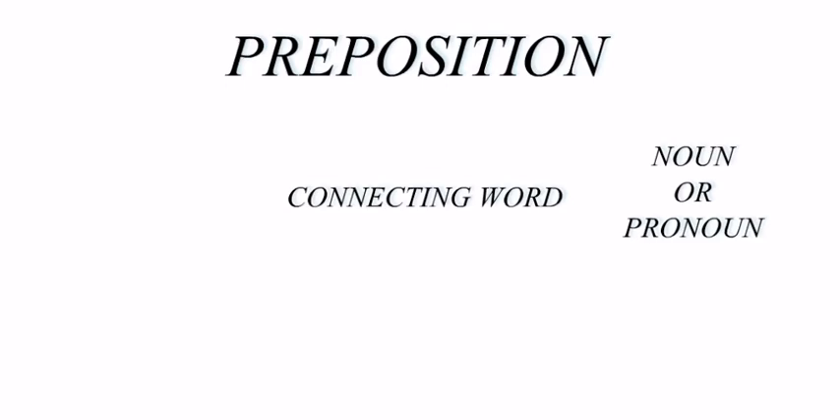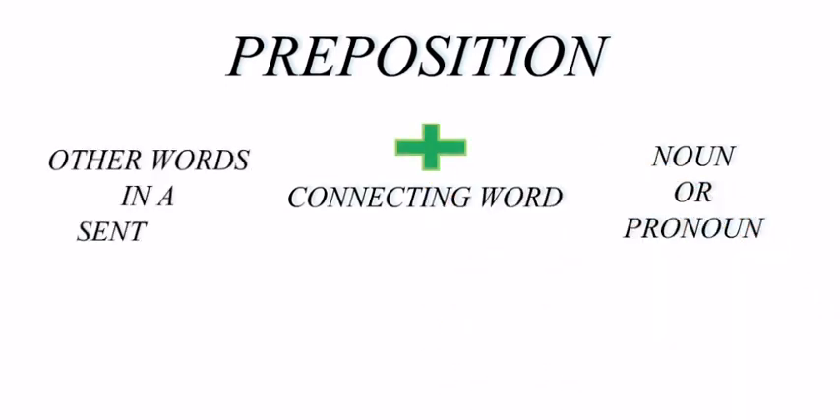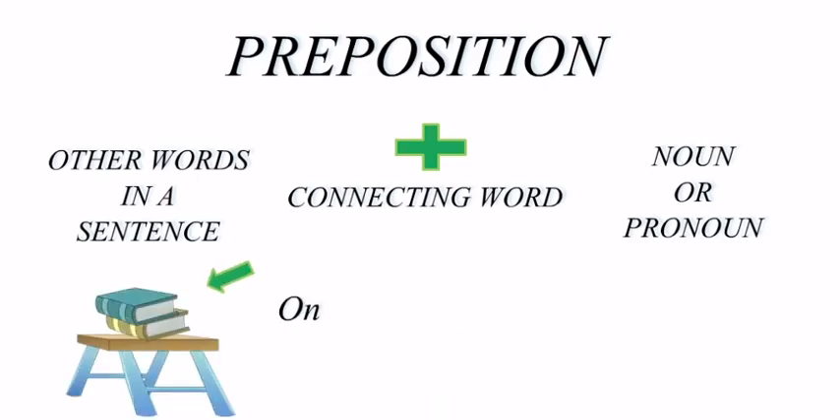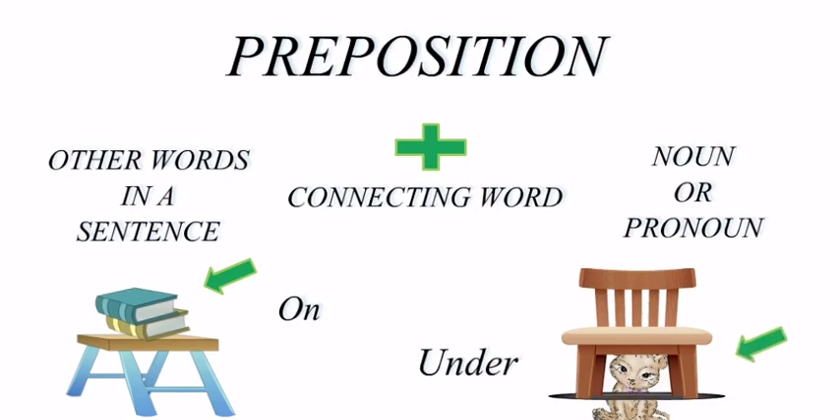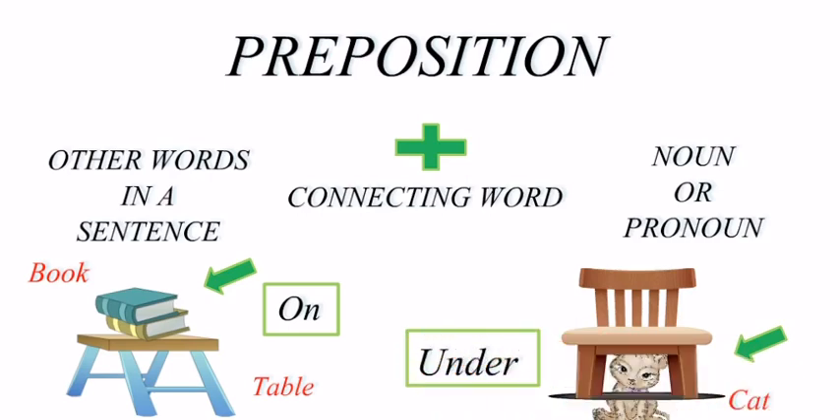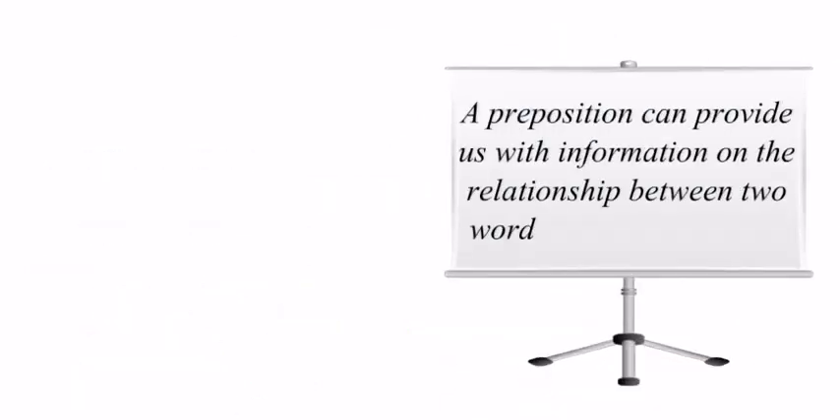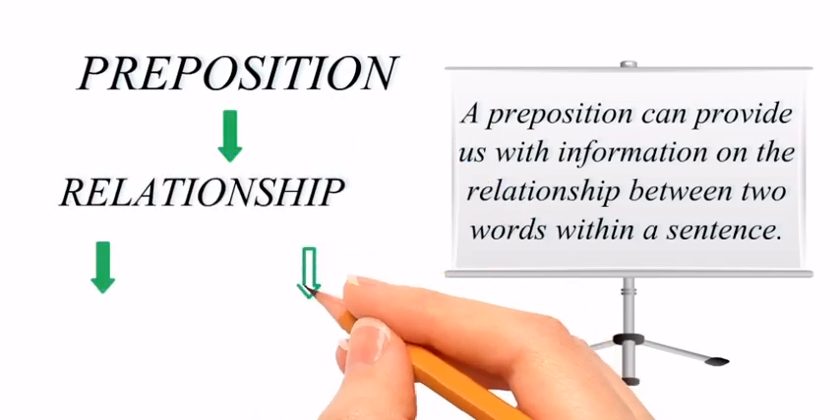First, let's take a look at what a preposition is. A preposition is a connecting word placed before a noun or pronoun to show the relationship of that noun or pronoun with other words in a sentence. For example, the book is on the table. The cat is under the chair. So here the word on is telling us the relationship between the book and the table, that the book is on the table. And that we could find out because of the preposition on. And in this sentence, the word under is telling us the position of the cat, that it is under the chair. So yeah, a preposition can provide us with information on the relationship between two words within a sentence.